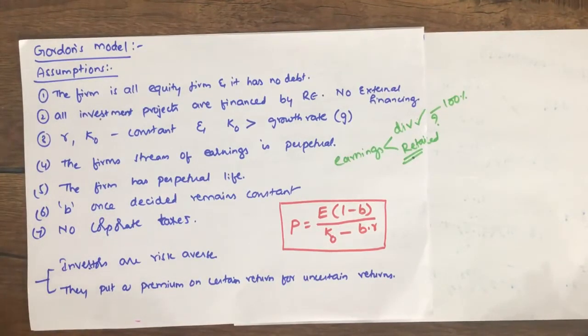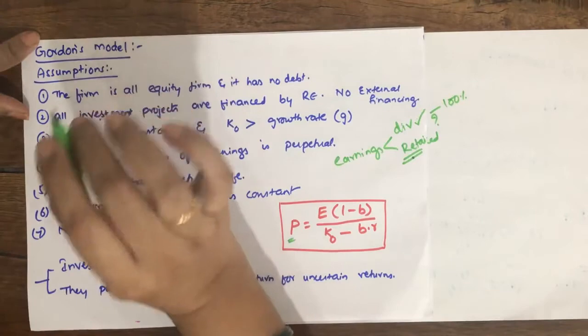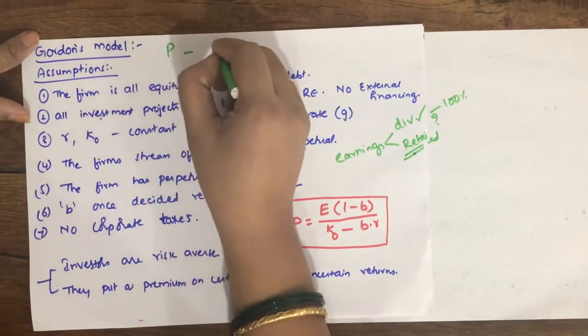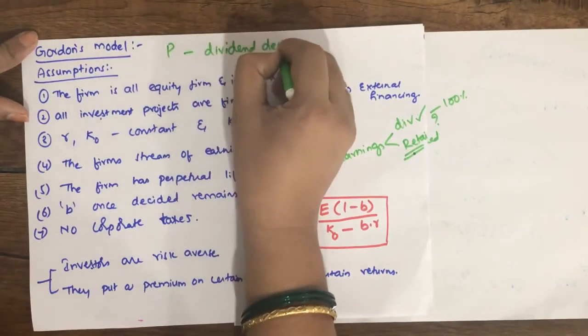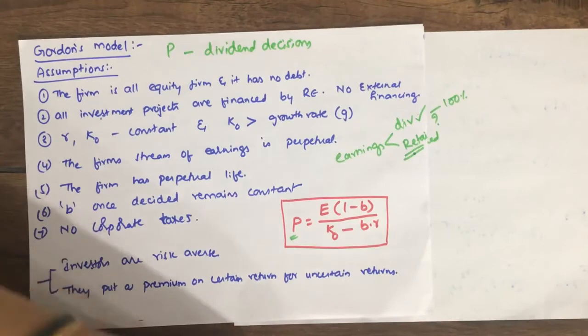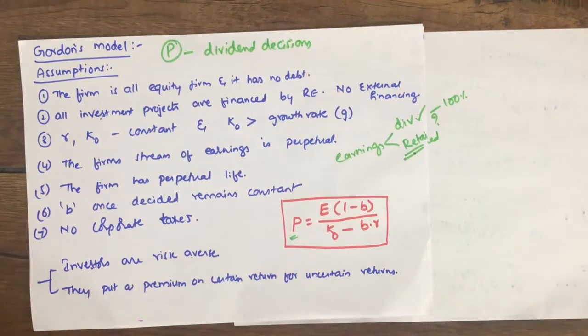may react in various ways. So the result might be on the market price of the share, and it may fall. So Gordon's model argues that the market price of a share is dependent on dividend decisions. It clearly says that the dividend decisions of a firm affect its market price.